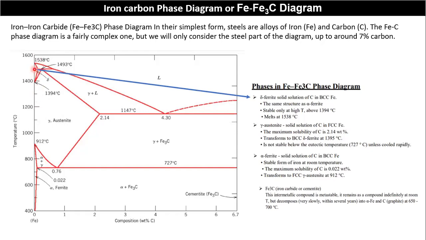So here the important points: what type of structure, what type of name, what type of temperature. These three points are important at various locations. In this condition, it is delta ferrite. It is a solid solution of carbon with BCC structure. At the same time, this structure is similar to alpha ferrite. So here alpha is available. It is a ferrite structure. So both are similar.